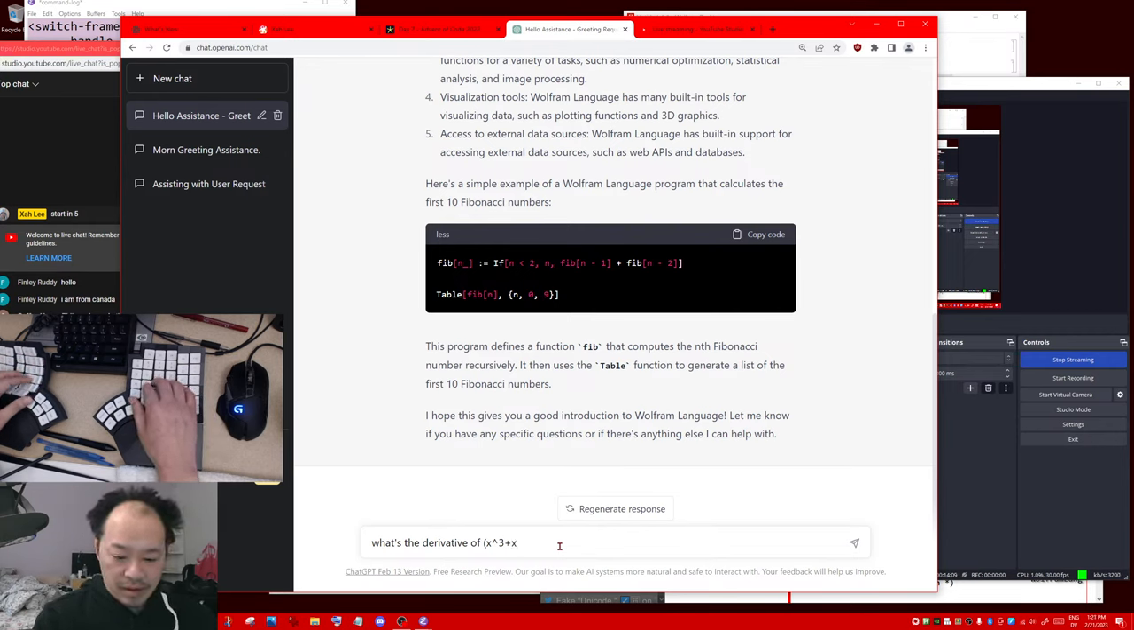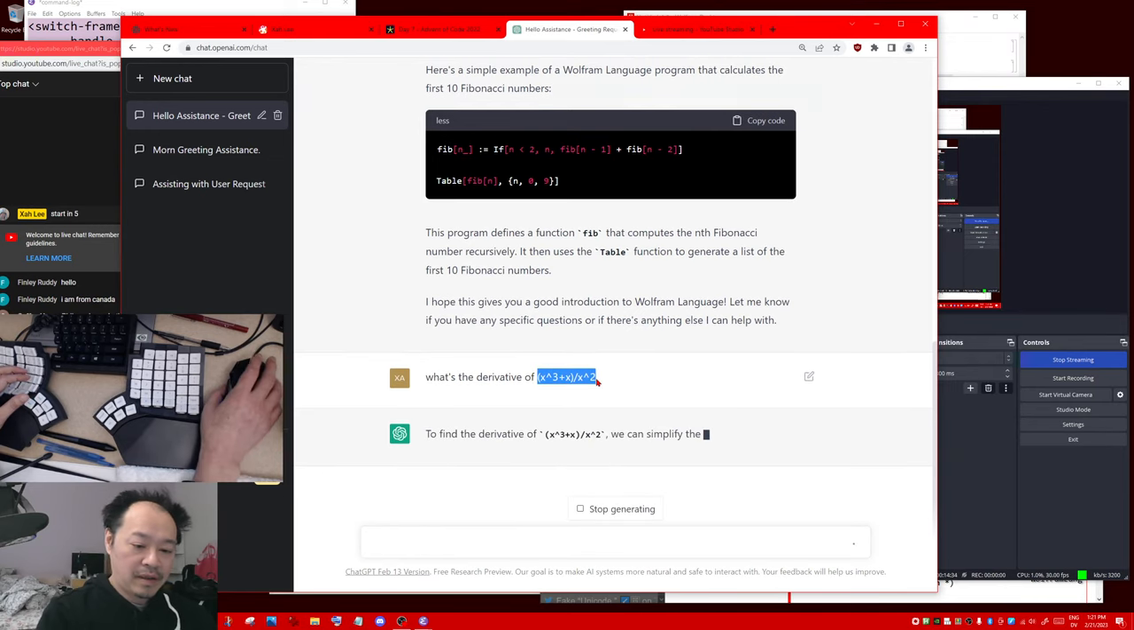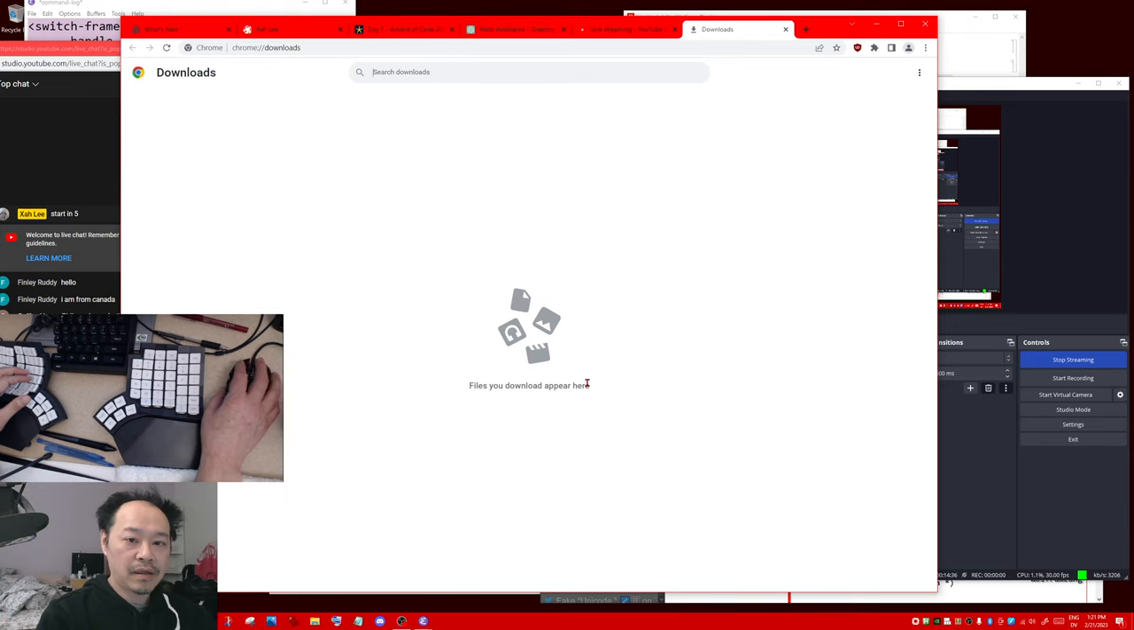3x to the third power, x to the third power, divided by x squared. Okay, what's the derivative of that? Hey, did I just close it? No, okay.